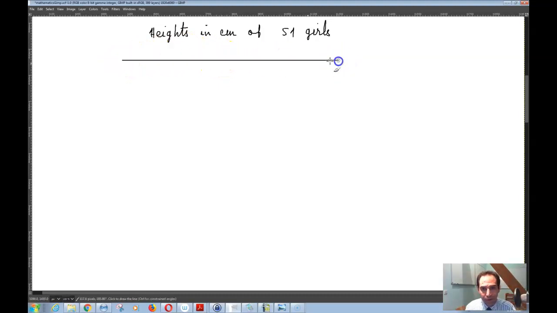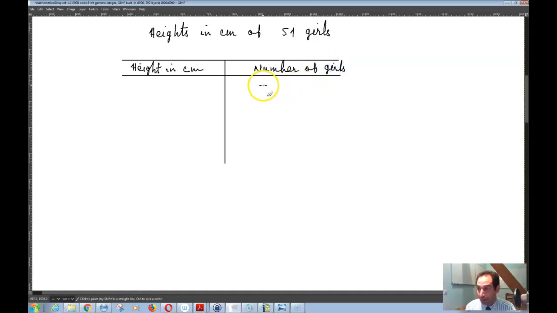So we have basically this table over here, which is height in centimeter, and then we have number of girls. When the height was less than 140, the number of girls was 4. When the heights were less than 145, the number of girls were 11.